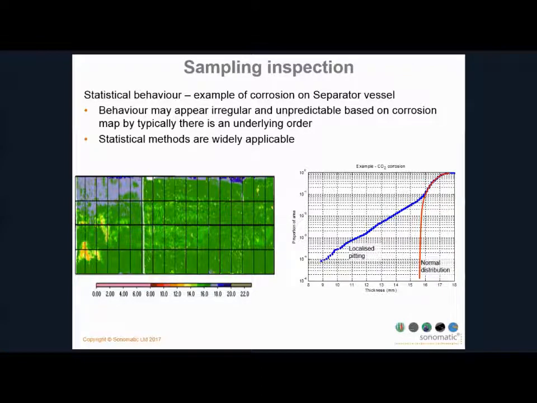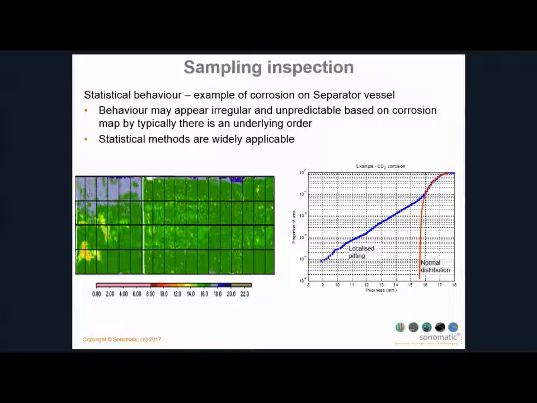So just looking at a typical example, the corrosion map on the left here shows a separator vessel where there's corrosion mapping over quite a large area, and if you look at the corrosion map, it does appear fairly irregular and unpredictable. You've got some regions of significantly greater corrosion and larger extent locally, and then other regions of shallower corrosion and maybe smaller extent. But the wall thickness distribution for this case, as shown on the right, basically indicates that there's a significant amount of underlying order, even though the corrosion looks unpredictable.